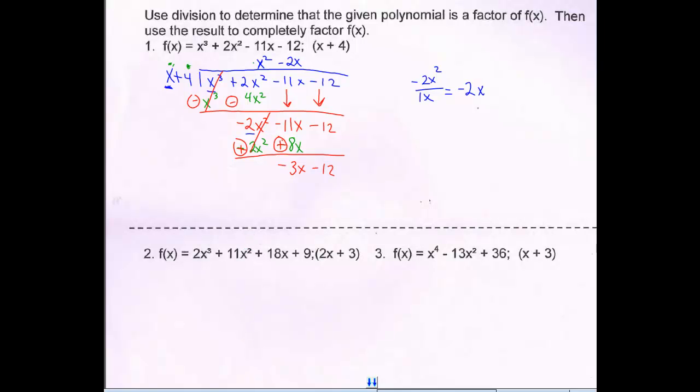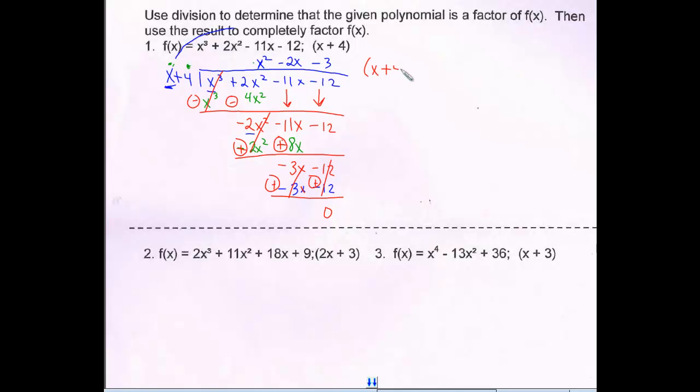Let's do it again. X into negative 3x will be negative 3. Let's distribute again. Negative 3 times 4 is negative 12. Negative 3 times x is negative 3x. Draw our line and change signs. I get a remainder of 0. So x plus 4 is one of the factors.